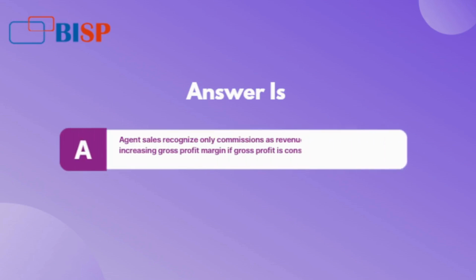Answer is A. Agent sales recognize only commissions as revenue, lowering revenue but increasing gross profit margin if gross profit is constant.